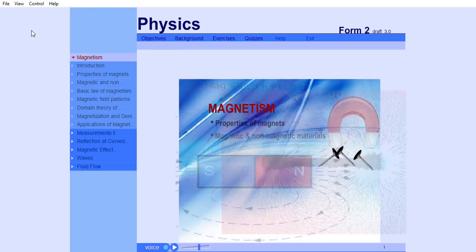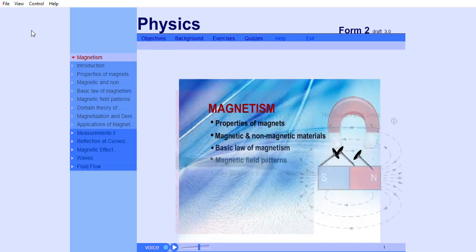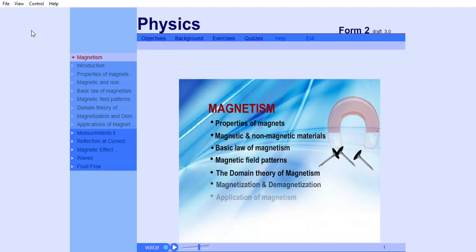Magnetism. Subtopics: properties of magnets, magnetic and non-magnetic materials, basic law of magnetism, magnetic field patterns, the domain theory of magnetism, magnetization and demagnetization, applications of magnetism.